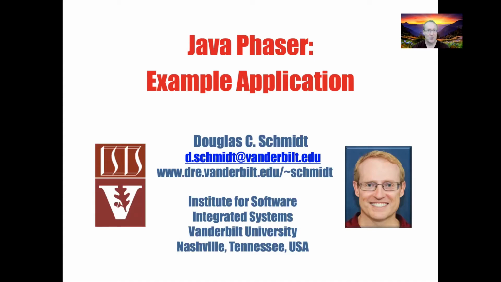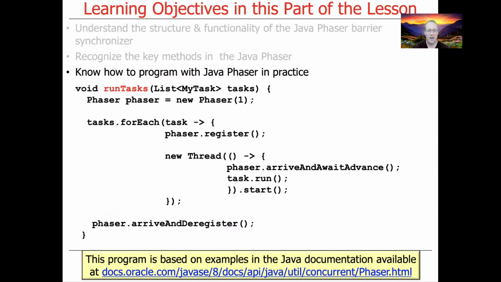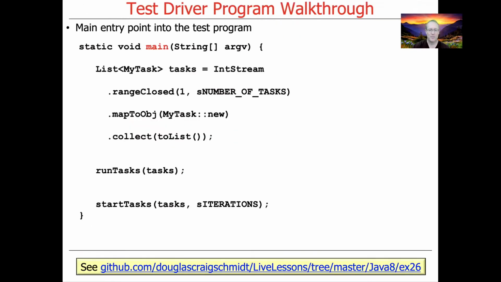Now that we've talked about the structure and functionality and key methods in the Java phaser, it's time to turn our attention to walking through an example application that shows how all these things get used in practice. And this particular example is based on some documentation that's available in the Java doc for the phaser class itself. And so we're going to show how to use this in practice.